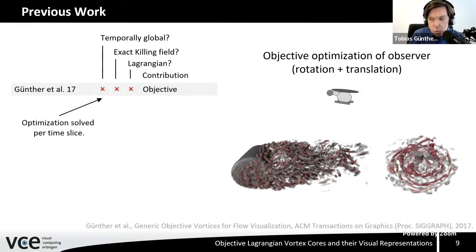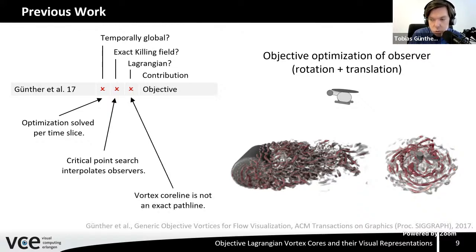The first is whether the optimization takes place per time slice or not. If so, then there's no guarantee that the observed motion is temporally consistent. Second, does the downstream feature extraction happen on exact so-called killing fields, or are we potentially interpolating between observers? And lastly, is the vortex core line guaranteed to be a path line or not, which is usually a very common quality criterion when we extract vortex cores.